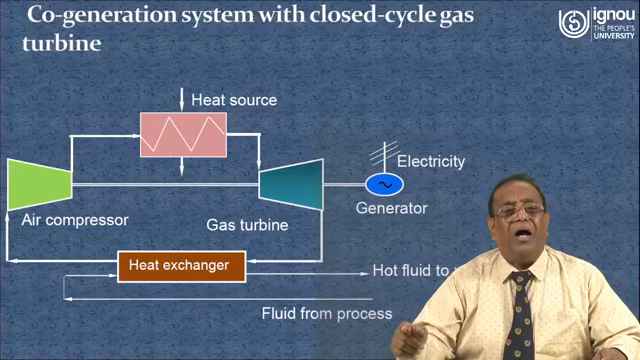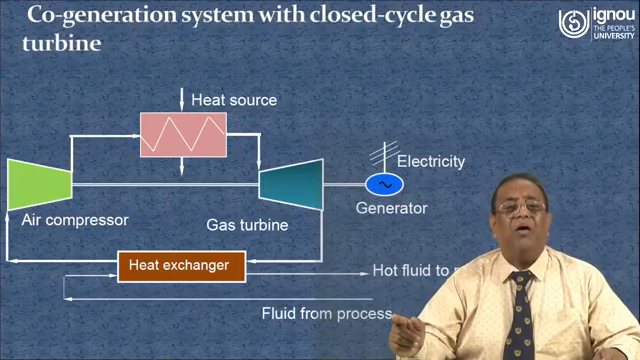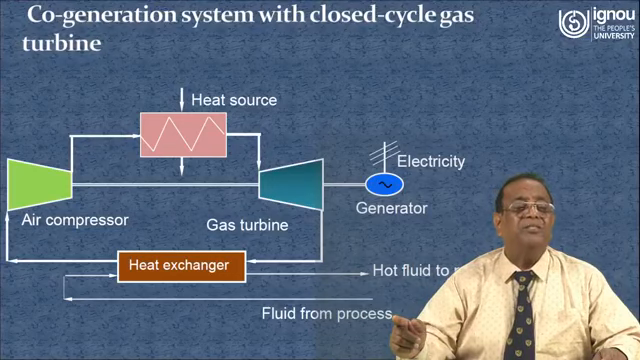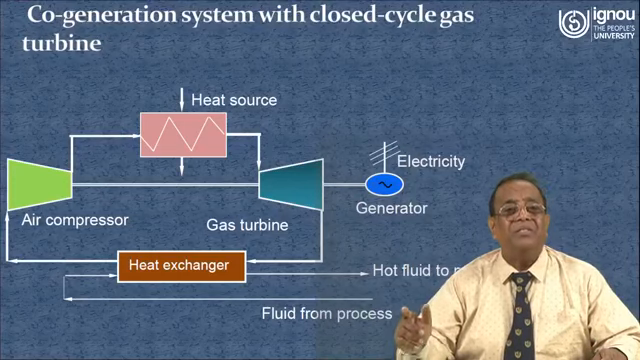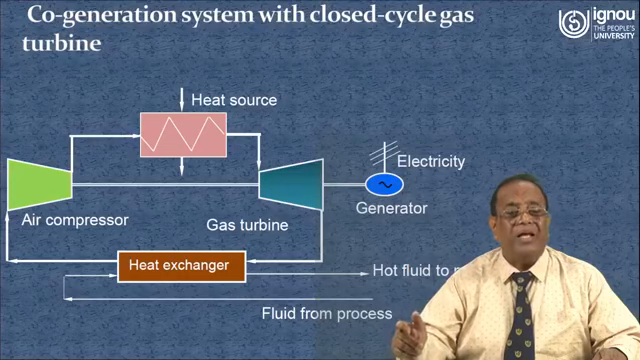And at the outlet of the heat exchanger, the cold gases or air is again sent back to the air compressor and completes the cycle. So, this is the cogeneration system with closed cycle gas turbine.